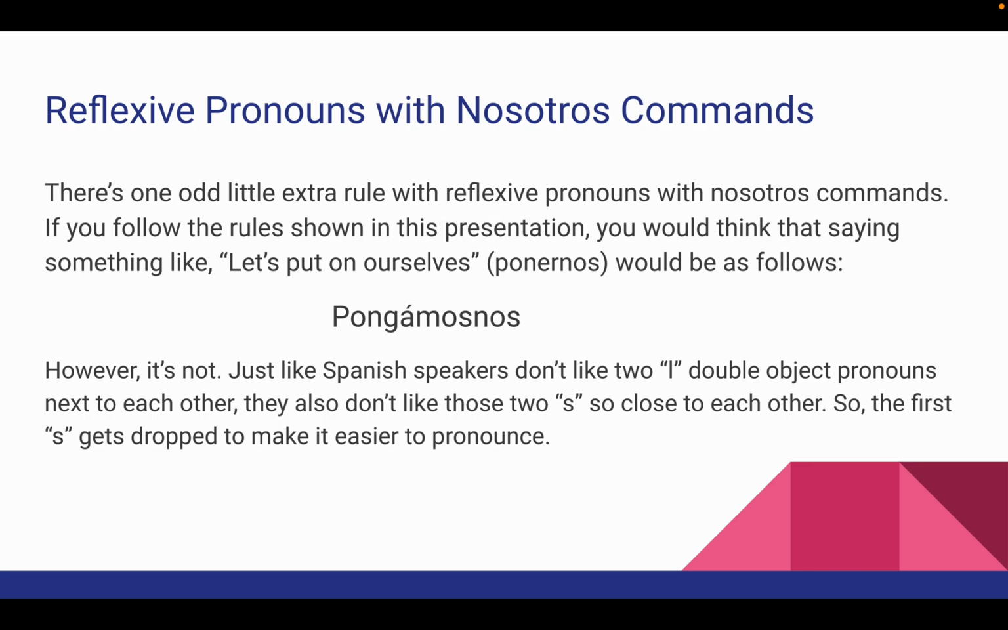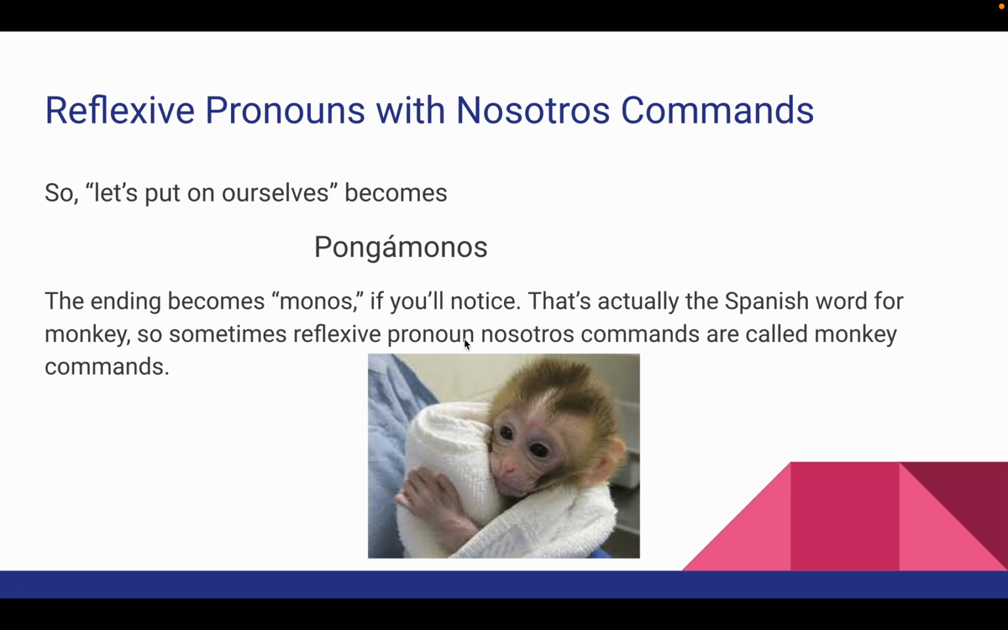Just like Spanish speakers don't like two L double object pronouns, los, les, lo, something like that. It's got to be se lo, se las. Next to each other, they also don't like two S's so close to each other, right? Pongámosnos, because when you're trying to talk fast, your tongue gets all twisted up and they don't like it. So they drop the first S to make it easier to pronounce. So it's pongámonos. Let's put on ourselves becomes pongámonos.